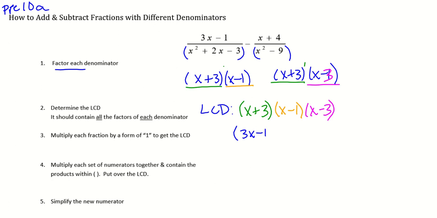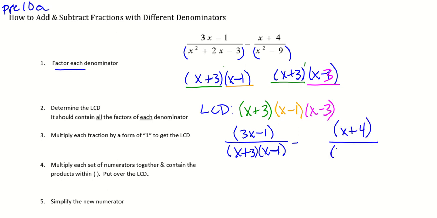So now I'm going to come back to my fraction, and I'm going to take my numerators, 3x minus 1, over my factored denominators, x plus 3 times x minus 1, minus, and I'm going to leave a gap because I'm going to multiply, and my second fraction has a numerator of x plus 4, and a denominator of x plus 3 times x minus 3. And I'm going to multiply each fraction by whatever factor is missing from the LCD. So x plus 3 and x minus 1 has those two factors. What it's missing is this x minus 3. So I'm going to multiply x minus 3 top and bottom.